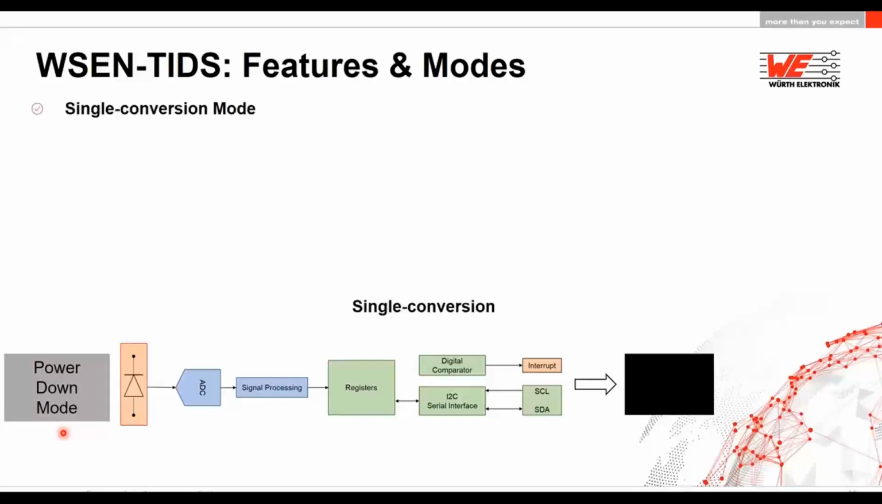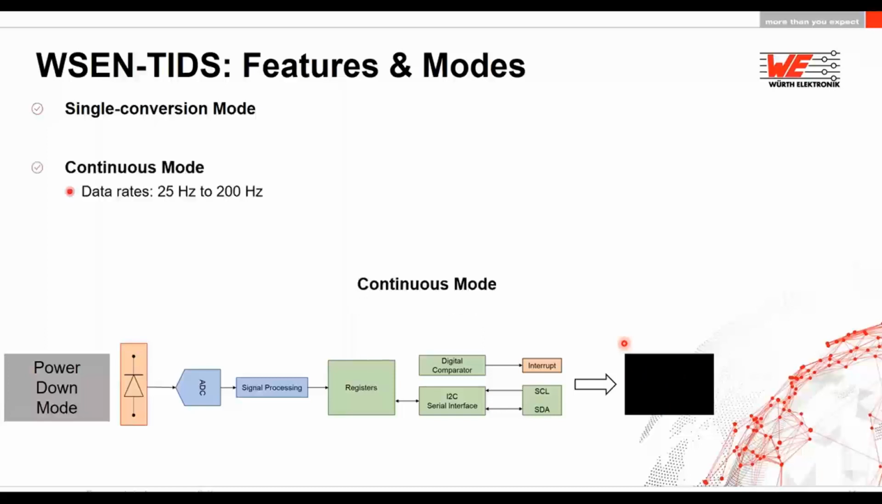The first is the single conversion mode, where a user gives an input that he needs to read one temperature reading via microcontroller. So one temperature measurement is taken from the sensing element, converted, digitalized and stored in the internal registers, and the user can read this data through the microcontroller. After this conversion, the sensor again moves back to the power down mode.